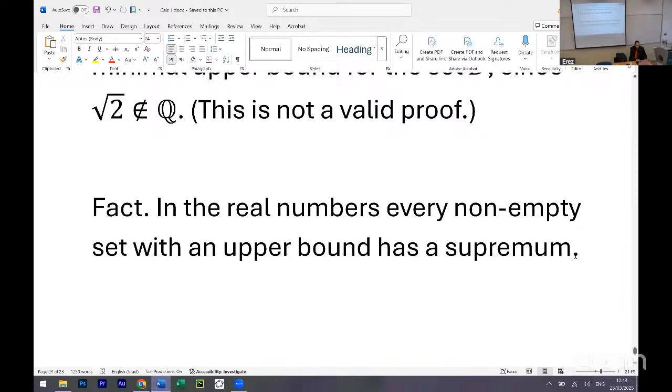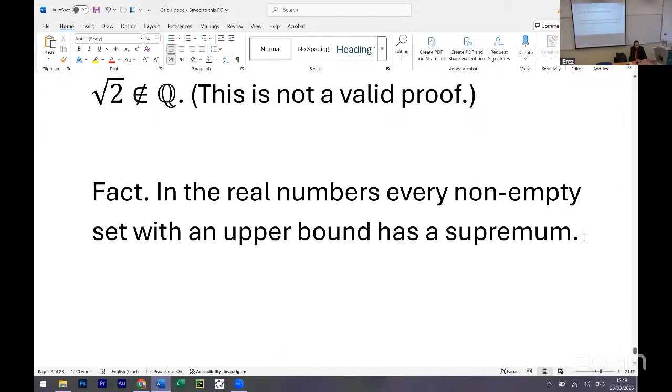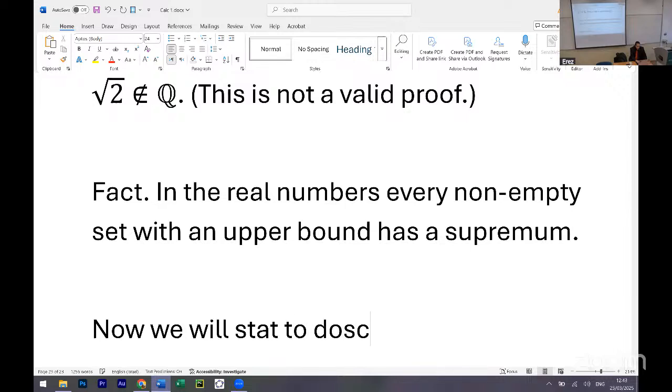Okay. Any questions so far? Okay. So our first chapter is then ended. We talked about numbers and we talked about boundaries: upper bound, lower bound, supremum, infimum. And now we will start to discuss limits of sequences.